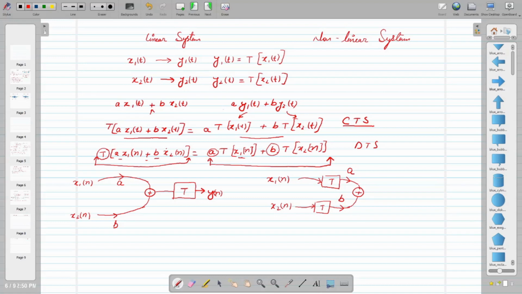So if a system has this kind of representation, and I represent its output as y'[n], if y[n] is equal to y'[n], then the system is linear. Otherwise the system is nonlinear. So if this holds, then the system is a linear system, and if y[n] is not equal to y'[n], then the system is nonlinear.